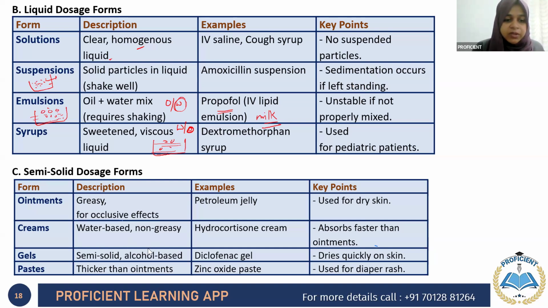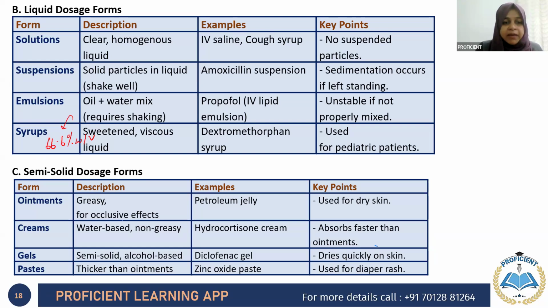So that is suspension and then emulsion. Finally, syrup. Syrup contains sugar. What percent? 66.6% weight by volume. That is syrup. So it is a sweetened viscous liquid, and to this syrup you add drugs. Babies like it because it is sweet in taste. Dextromethorphan syrup is available, paracetamol syrup is available. So what are syrups?